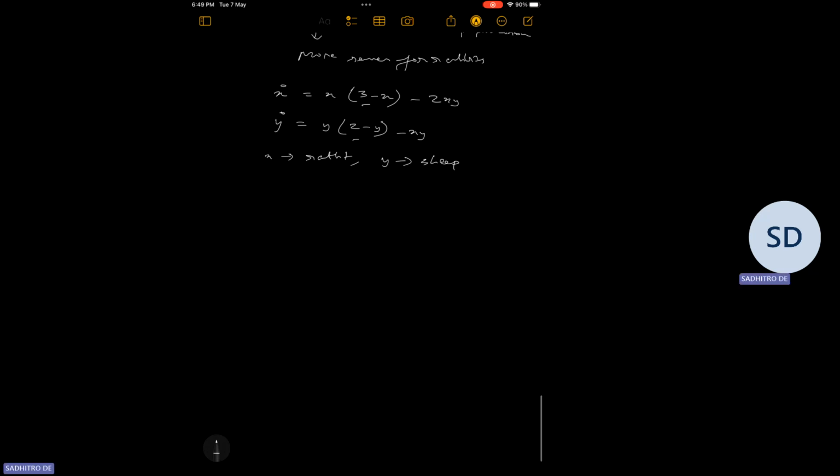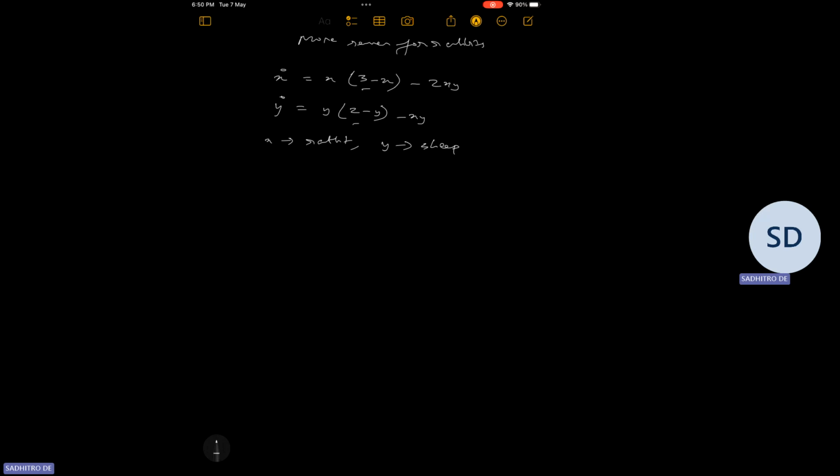Okay, so the first task is to find out the fixed points of the system. The fixed points which we obtain are given by x dot and y dot equal to 0, and then they turn out to be (0, 0), (0, 2), (3, 0), and (1, 1). So basically, these fixed points represent the stable values of the population.